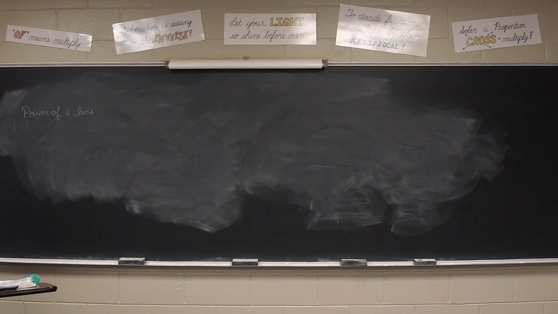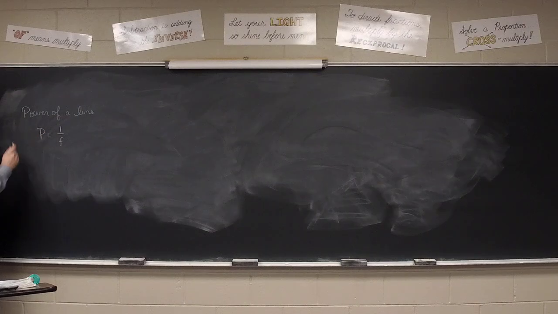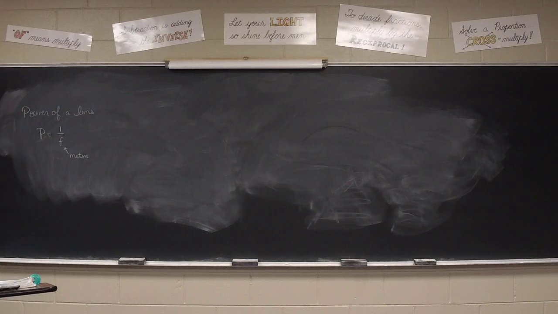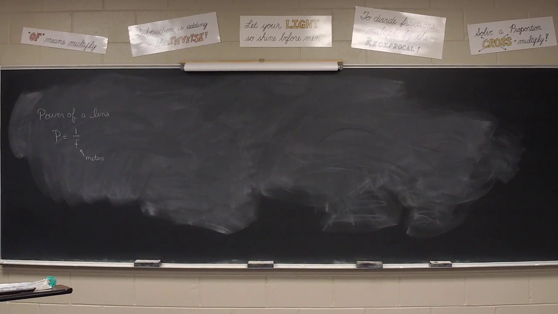Any lens has a certain power to it. And the power of a lens is defined as the reciprocal of the focal length, when the focal length is in meters. We don't normally measure the focal length in meters, though, do we? Generally, our focal length in class is in what unit? Centimeters. We generally use centimeters for our focal length. So we would have to change it.